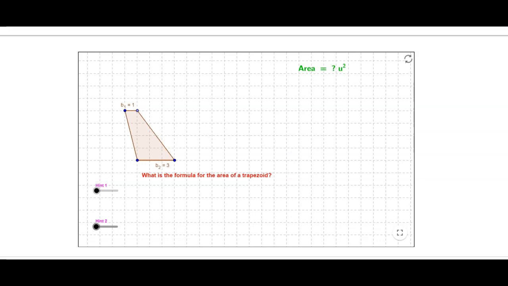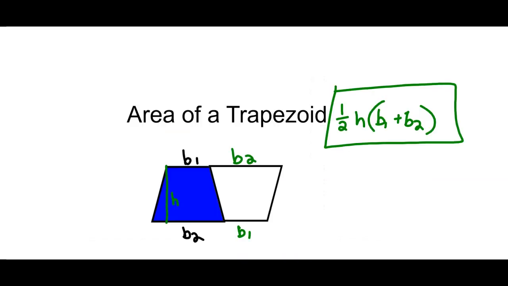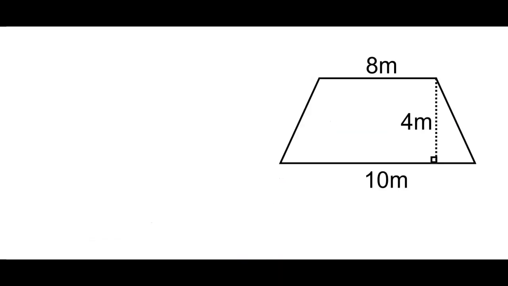There's a trapezoid. You can drag it again and see the same thing happens. We get another parallelogram when we switch that around. Okay? So that's what we're going to be doing for finding the area, but to find the perimeter, we're going to add up the sides like we did with other quadrilaterals. So try this one out. See if you can find the area of this trapezoid right here.